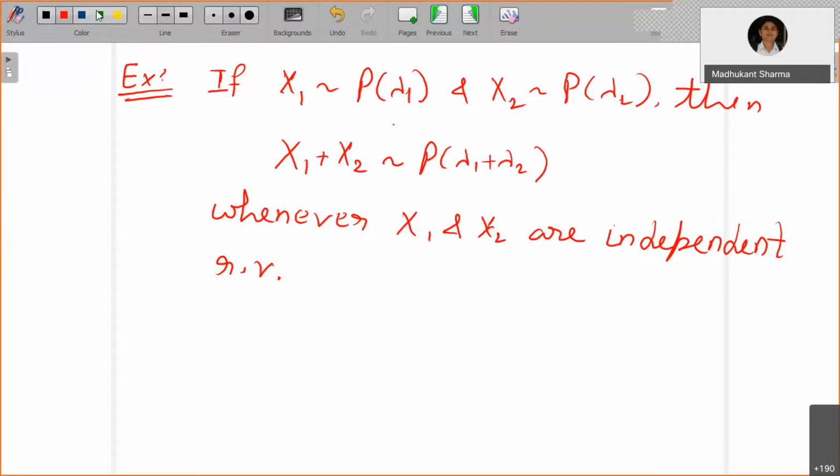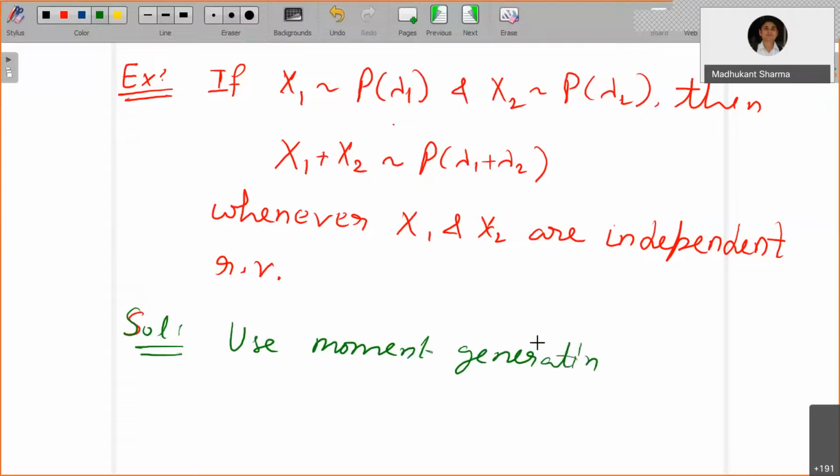The hint is to use the moment generating function, which is nothing but the expectation of e to the power tX, in the same way as we have done in the case of the binomial distribution. For the solution you can use the moment generating function, so I leave that as an exercise for you. Now let's look at one example for this.